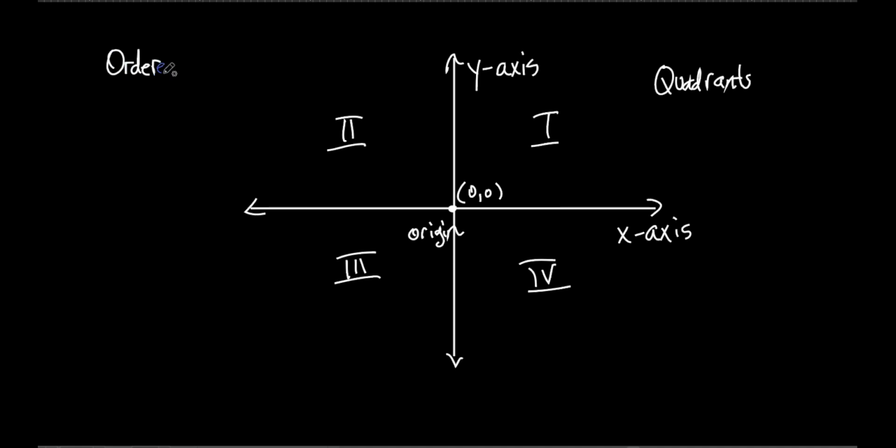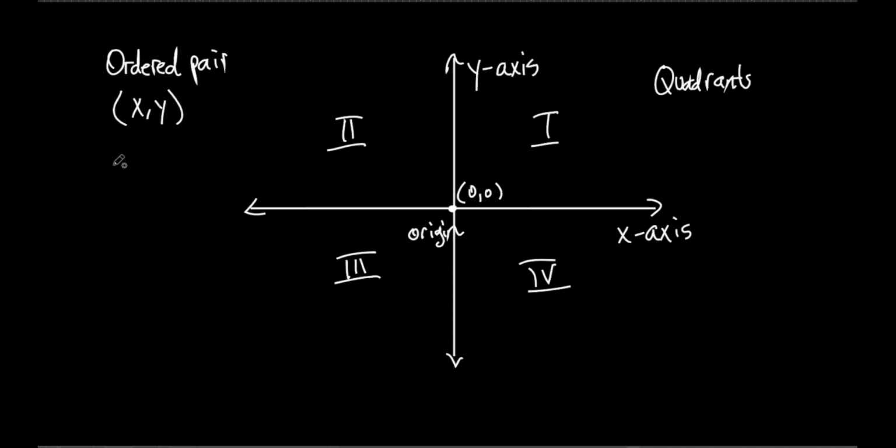I'm just doing this so that we're on the same page, so when I start saying these names and these words, everybody knows what I'm talking about. They're called ordered pairs, or just an ordered pair. An ordered pair is an X and a Y. The X always goes first, the Y always goes second.